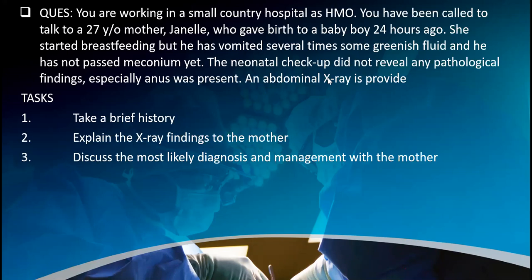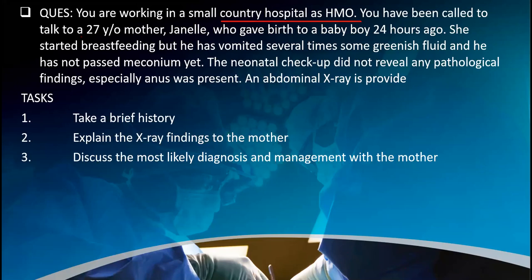Good. All right. So for duodenal atresia, this is a very important case for your exam. As I said previously, duodenal atresia comes with vomiting within 24 hours of birth. So see this question, you are working in a small country hospital as a HMO, which means hospital medical officer.